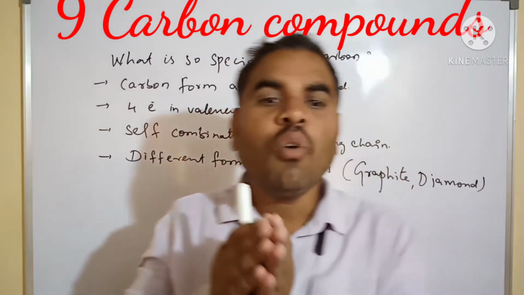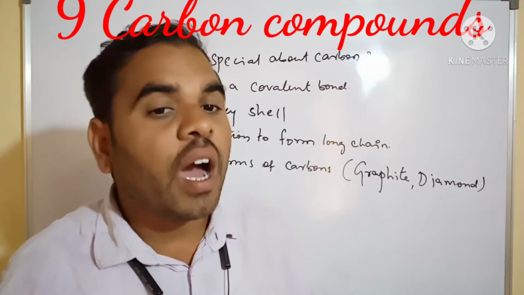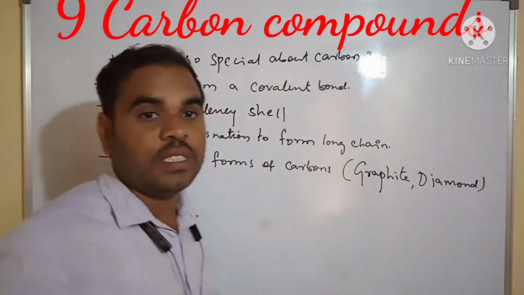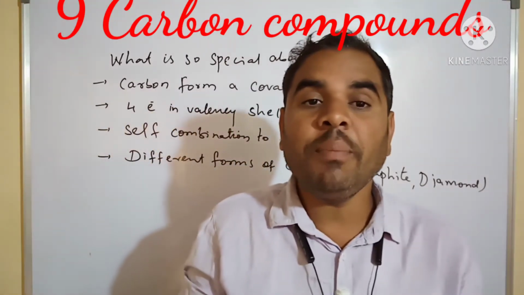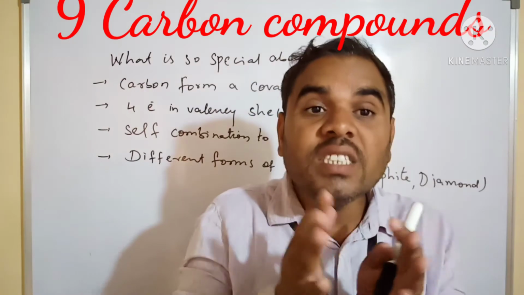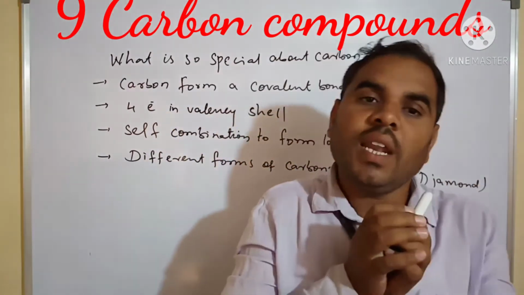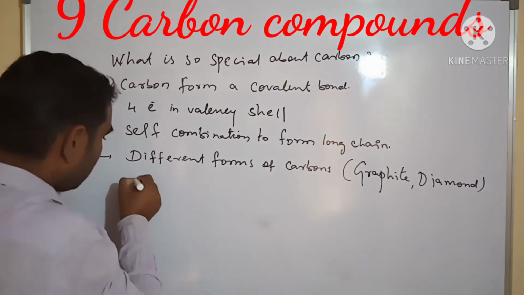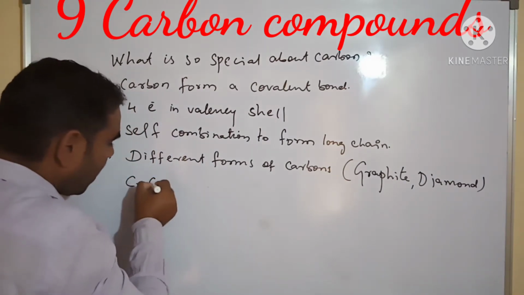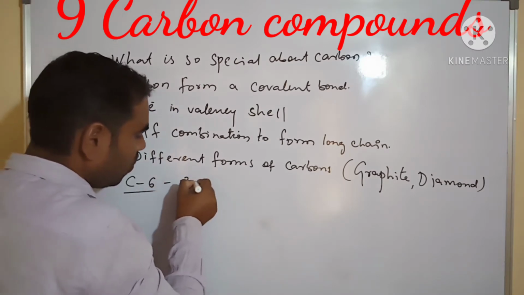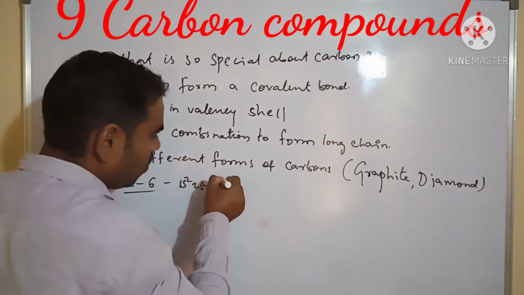Carbon forms covalent bonds. Carbon binds with another element, so it is covalent. Covalent means there is no gaining and no losing, just sharing of electrons. For example, carbon's atomic number is 6: 1s2, 2s2, 2p2.